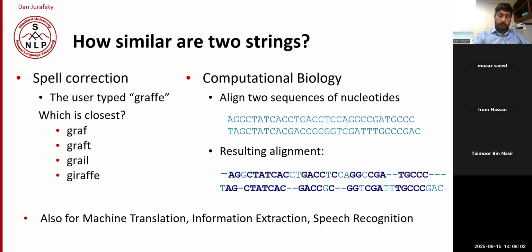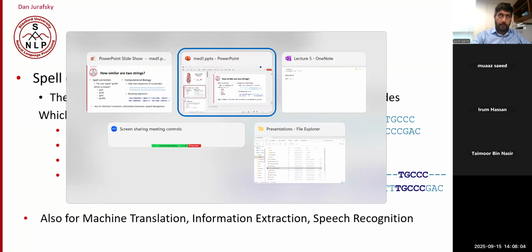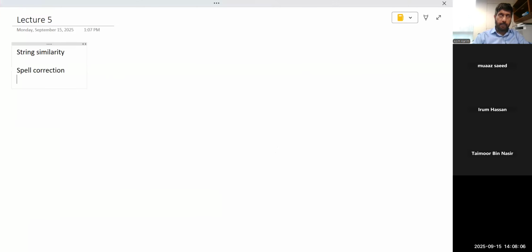Okay. Another application which is not on the slide but is common in our local context is finding or matching proper nouns, especially location names.